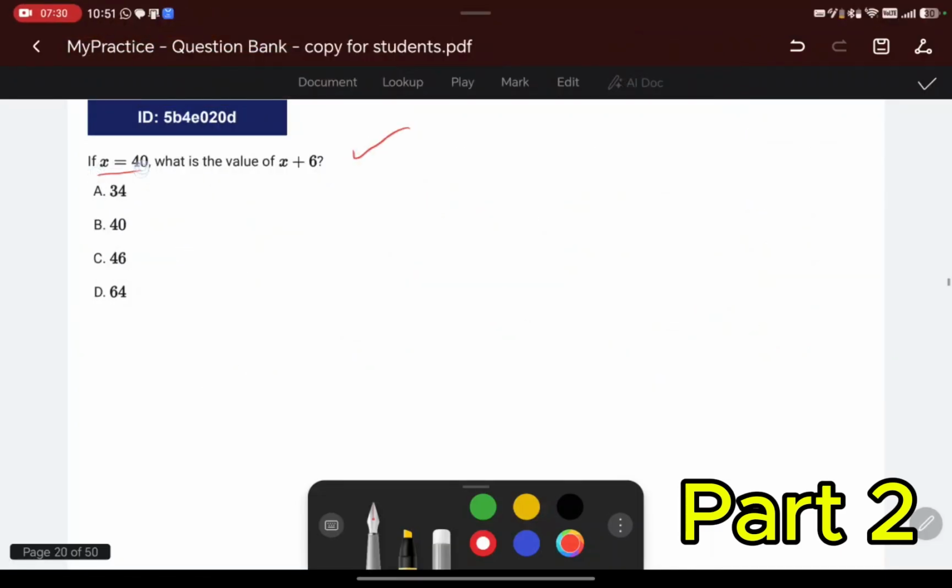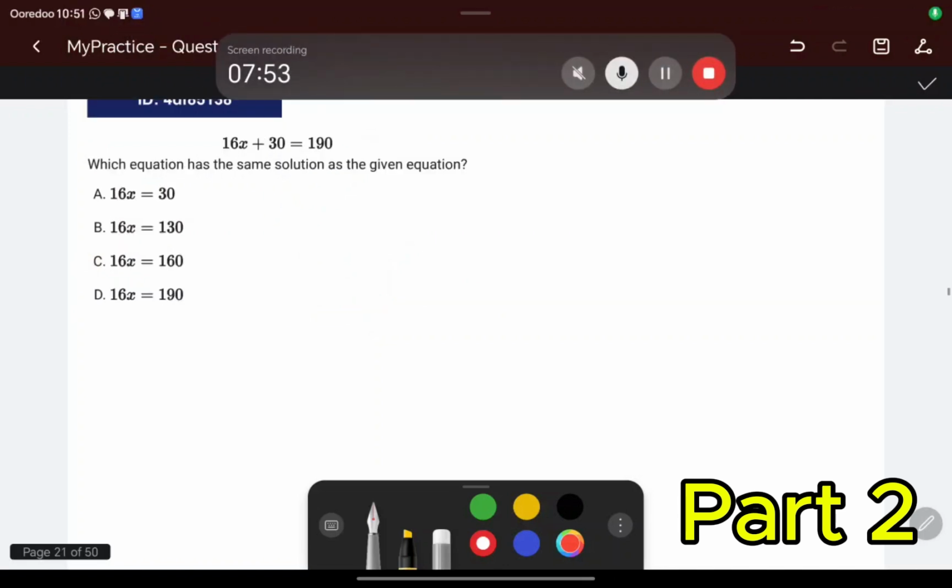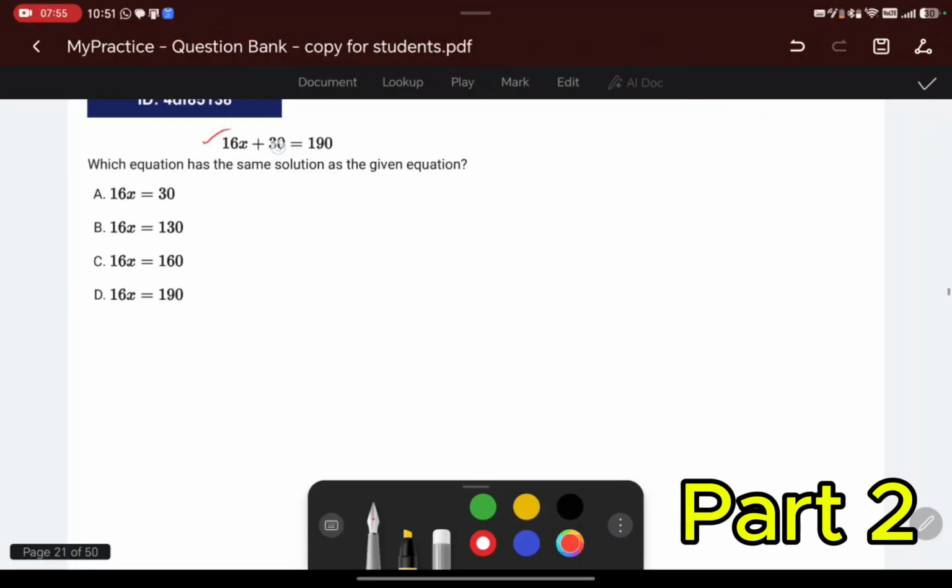The value of x is this one, x plus 6. Place the value of x here, and it will be 40 plus 6, which is equal to 46, and the answer is here. So it will save your time as much as you want for complicated questions. Again, there is a question which will save your time. It's like 16x plus 30 is equal to 190, which has the same solution. So we will not solve for everything. 16x equals 190 minus 30, which is equal to 160.